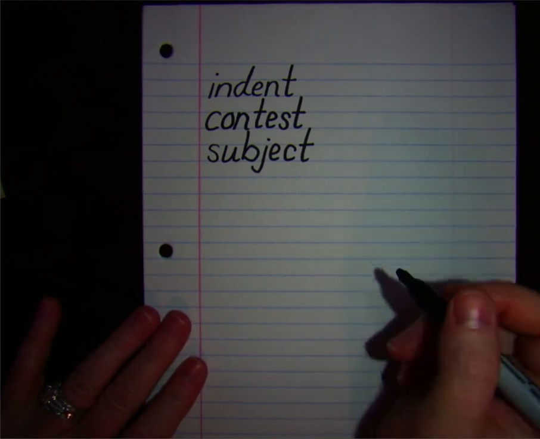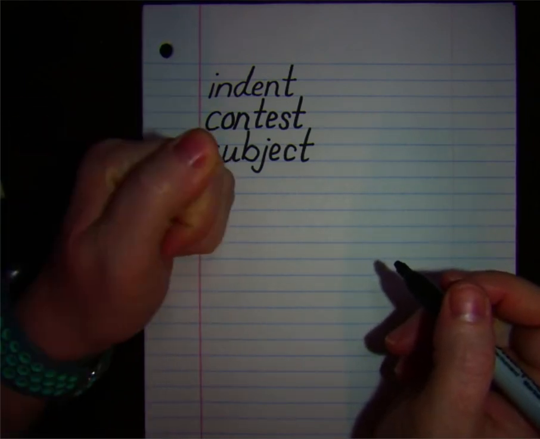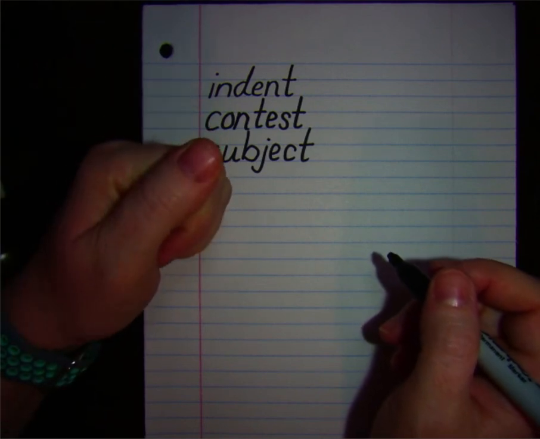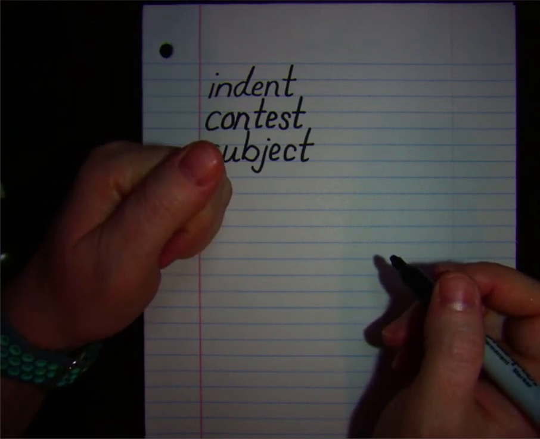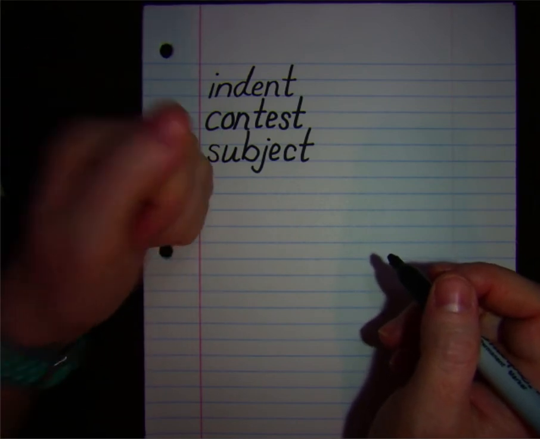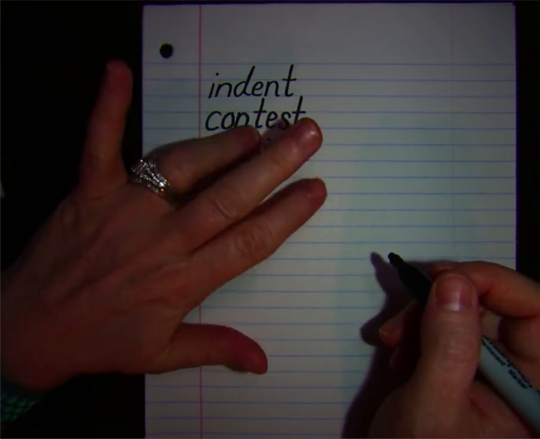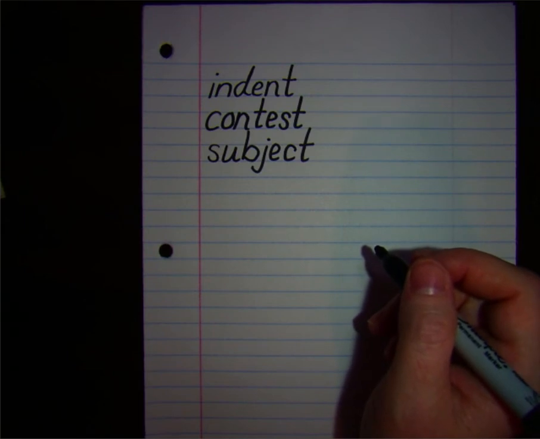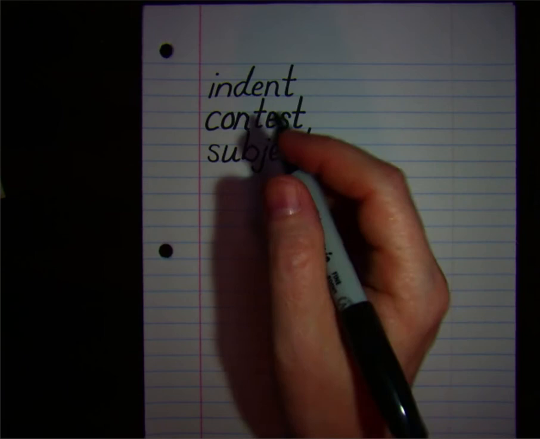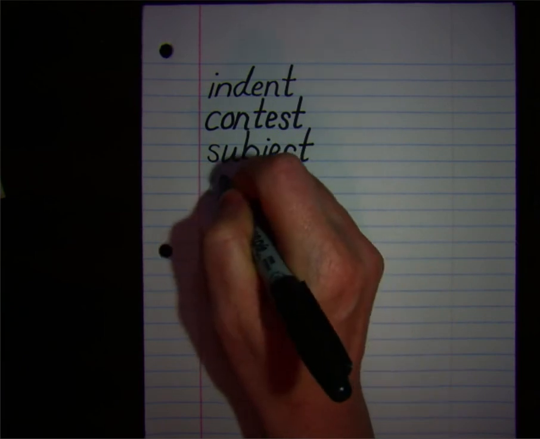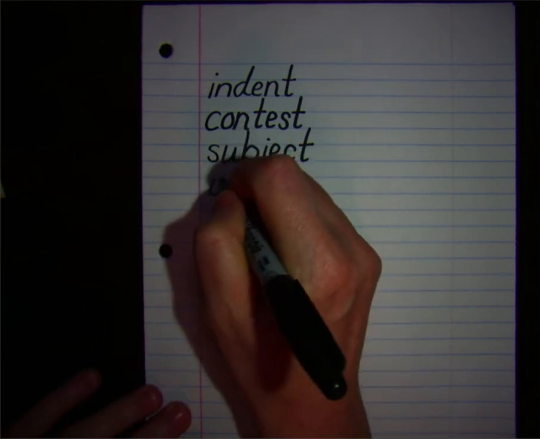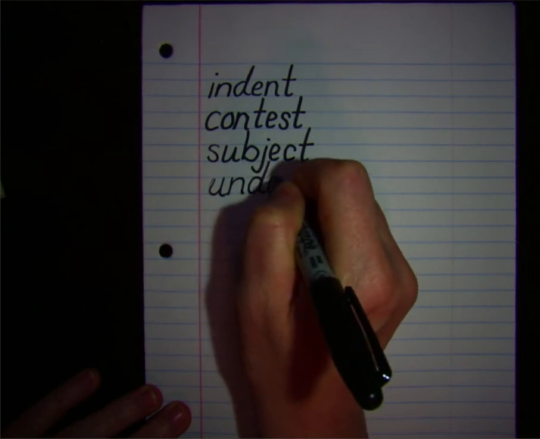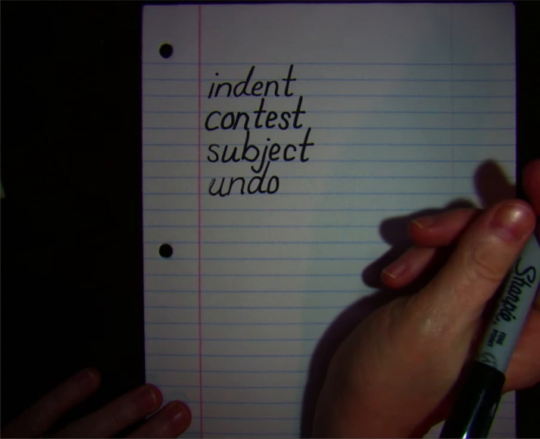Your next word is undo. Repeat, undo. First syllable, un. Write the prefix. Next syllable, do. D, oo. Write that syllable. Let's check our work. Un, do. Check your work and make sure it matches mine.